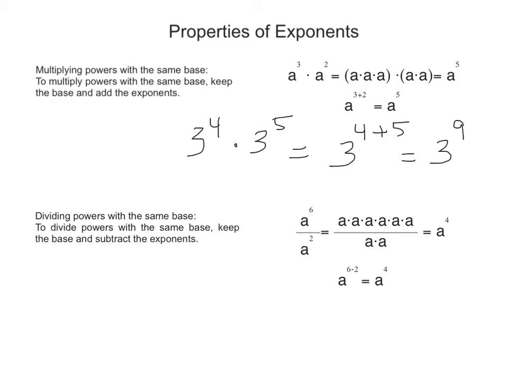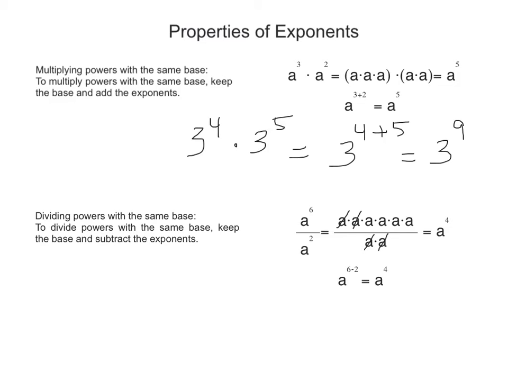On top, a to the power of 6 is really a multiplied to itself 6 times, divided by a to the power of 2, which is a times itself twice. If I cross out every a that I see on top that I see on the bottom, I cross out 2 a's on top and 2 a's on the bottom. I'm left with a to the power of 4. As you can see, a raised to the power of 6 minus 2 equals a to the power of 4.